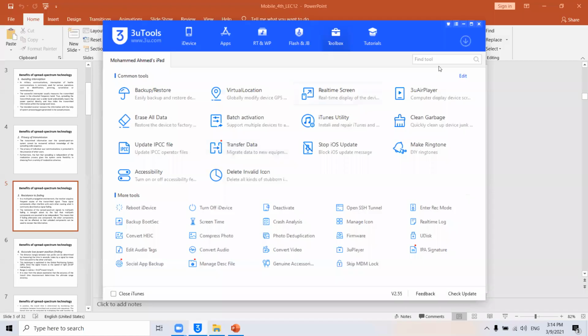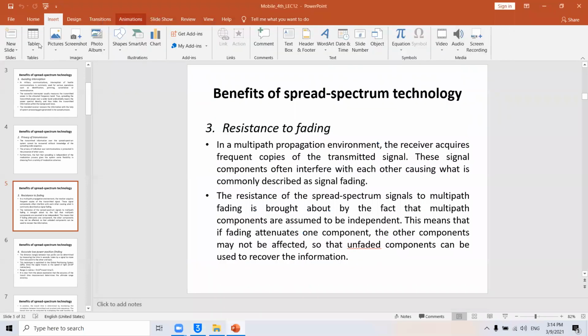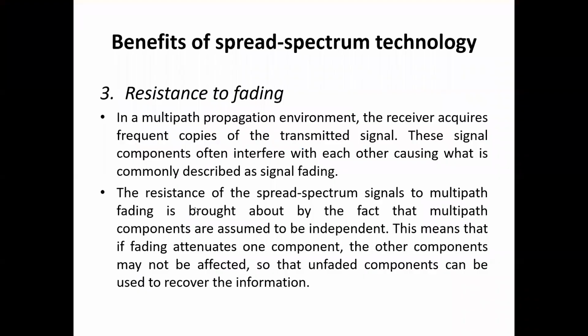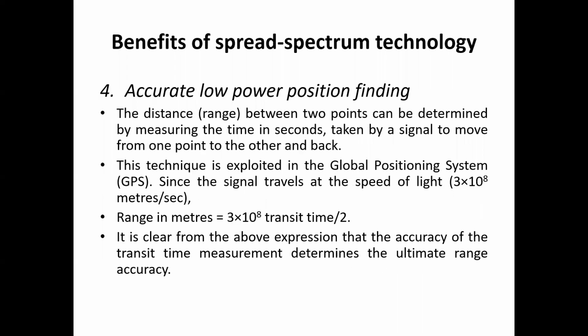Now, let's go back to the resistance of spread spectrum signals to multipath fading, which is brought about by the fact that multipath components are assumed to be independent. This means that if fading attenuates one component, the other components may not be affected, so that unfaded components can be used to recover the information.